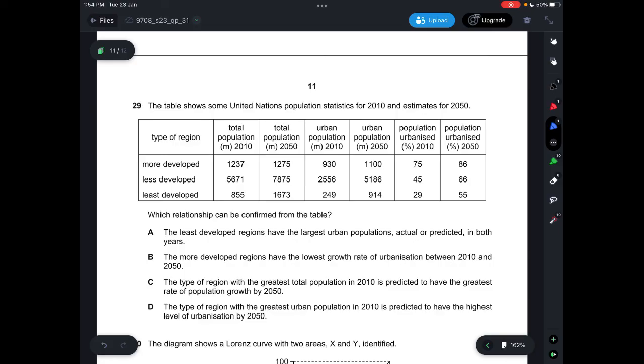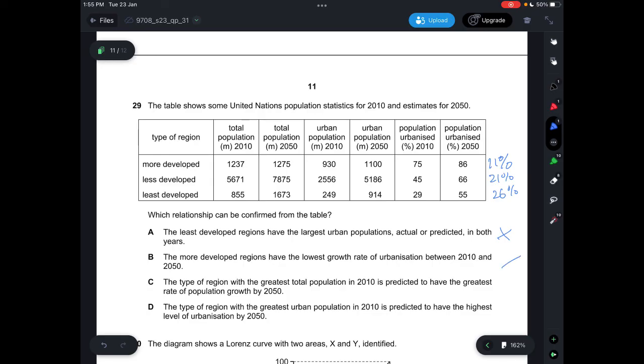So A is incorrect. B says the more developed regions have the lowest rate of urbanization between 2010 and 2050. For population urbanized, the more developed region is actually 11%. For less developed, it will be 21%, and for least developed, that would be 26%. I'm just going to write that down. So B is the answer, but let's look at the two other options here.